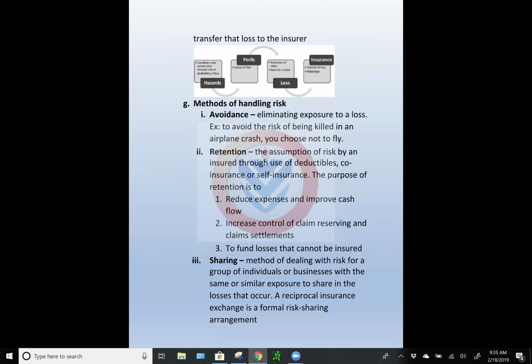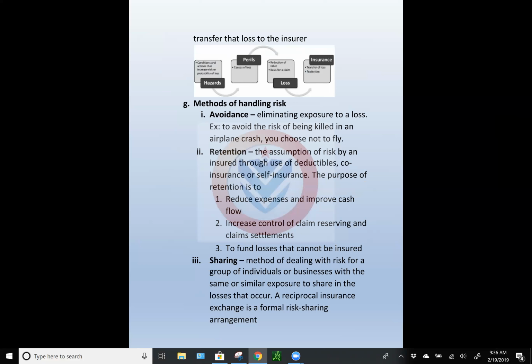Next is risk retention, which is the assumption of risk by an insured through the use of deductibles, co-insurance, and self-insurance. The purpose of retention is to reduce expenses and improve cash flow, and also increase control of claim reserving and claim settlements, and to fund losses that cannot be insured. So if a loss cannot be insured, then that person or company is retaining that risk.